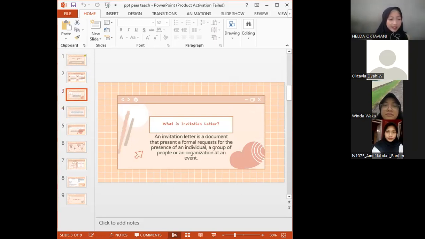An invitation letter is a document that presents a formal request for the presence of an individual, a group, or people in an organization at an event. An invitation letter can be formal or informal, and it can be written or sent via email. It can also be used for a variety of events like wedding ceremonies, seminars, meetings, annual events, graduations, or anniversaries of certain parties.